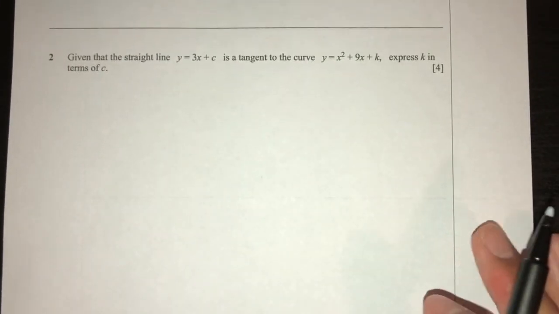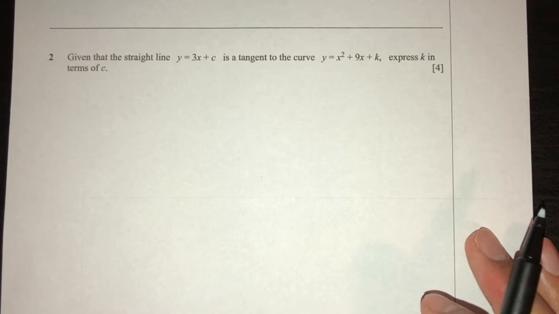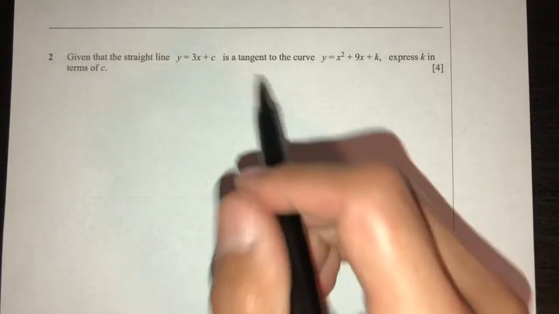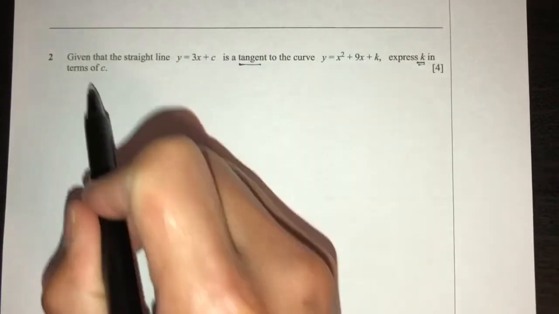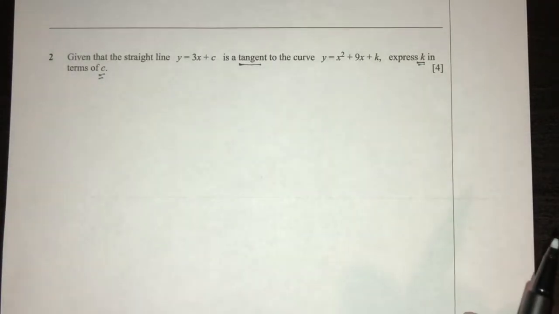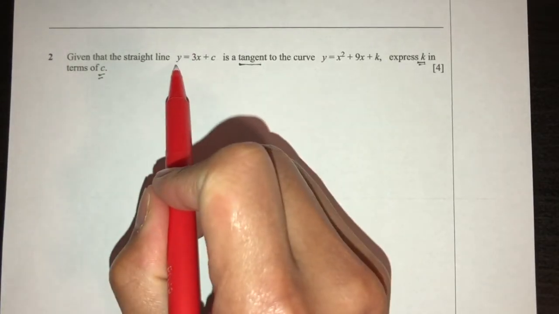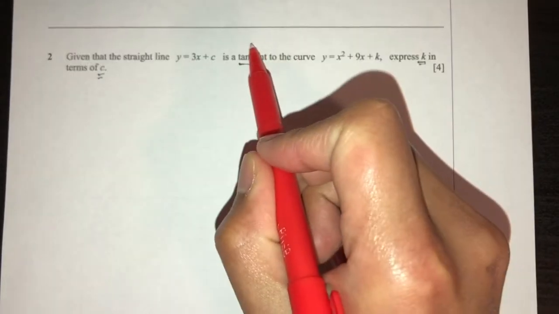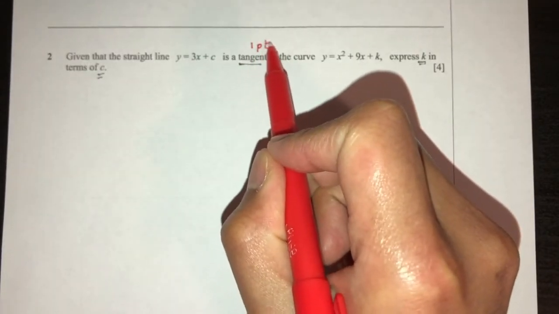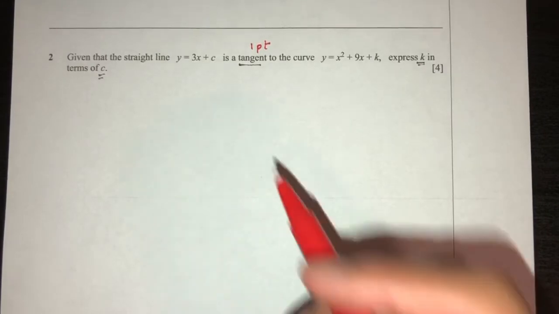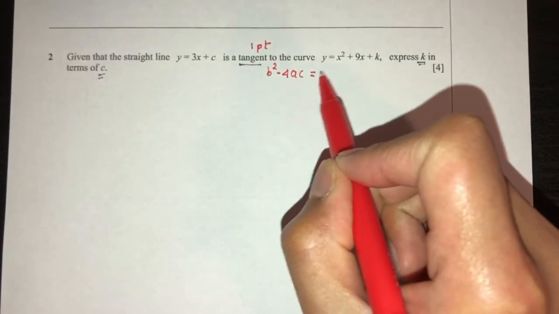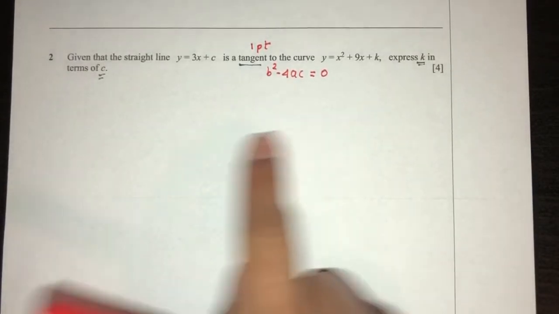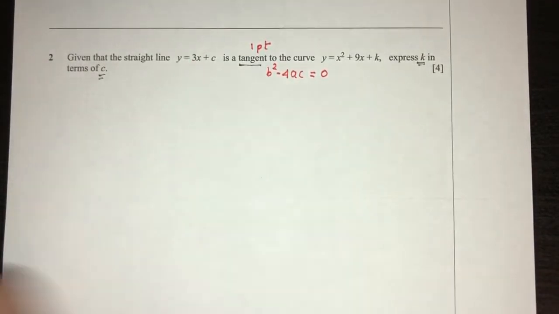Now question number 2. Given that the straight line y equal to 3x plus c is a tangent to the curve, express k in terms of c. Okay, so one thing we know is that this line meets the curve at one point, so they intersect at one point only. So what do you know? When they meet at one point, we know b squared minus 4ac has to be 0. Okay, so now we can solve and then find this, right?